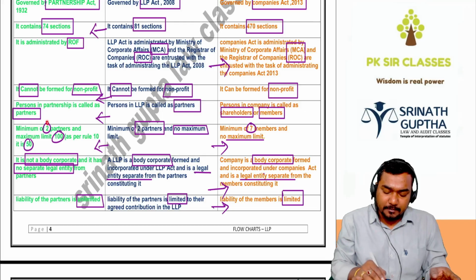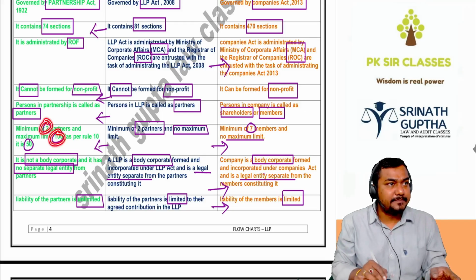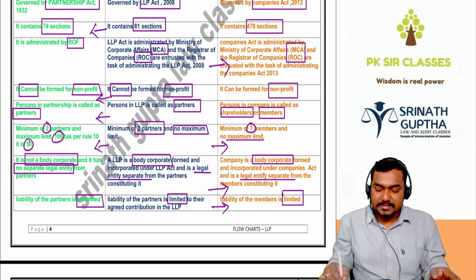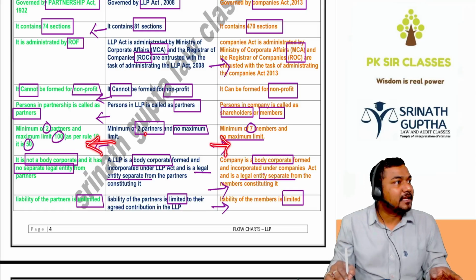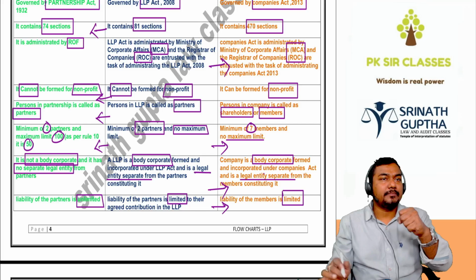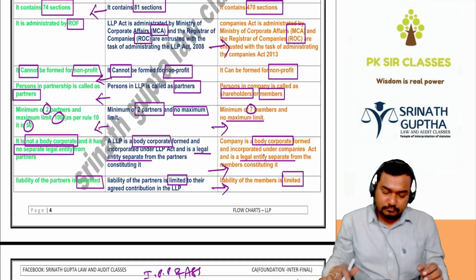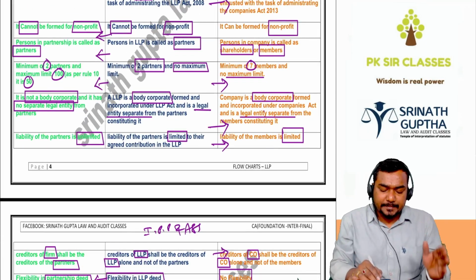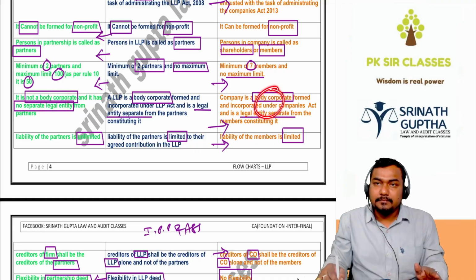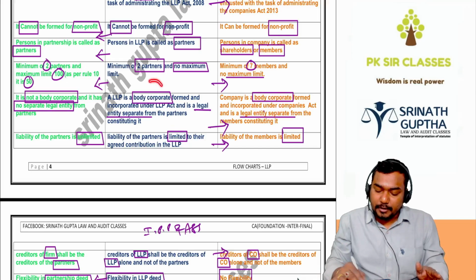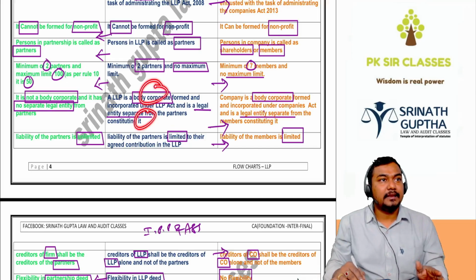And in partnership, minimum 2, maximum 100, as per rule 10, 50. And company, minimum 7 for a public company, maximum unlimited. And here, minimum 2, taken from partnership, maximum no limit, taken from company. Then, few features from company, few features from the partnership. So partnership is not a body corporate, it has no separate legal existence. And company is a body corporate, it has separate legal existence. And LLP is a body corporate, it has a separate legal existence.